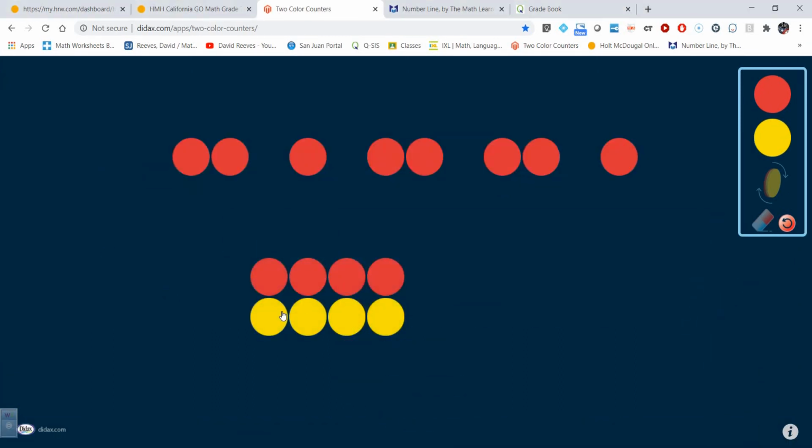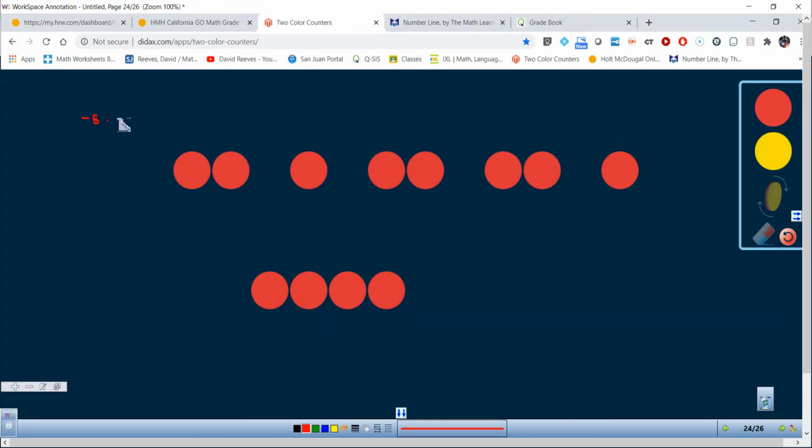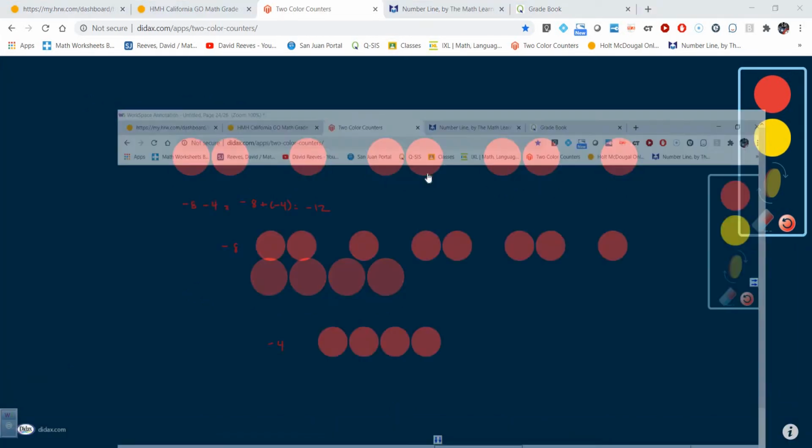But what can I do here now? Now I can take away those 4. Gone, gone, gone, and gone. And so what do I have now? I have negative 8 take away 4, which is negative 8 plus negative 4, which gives me negative 12, or 12 negatives.